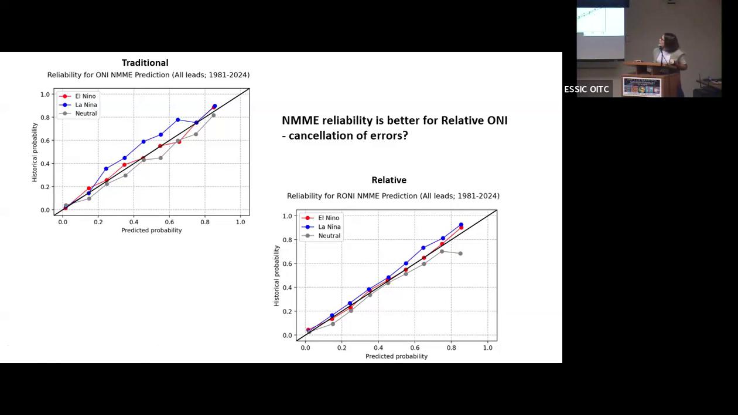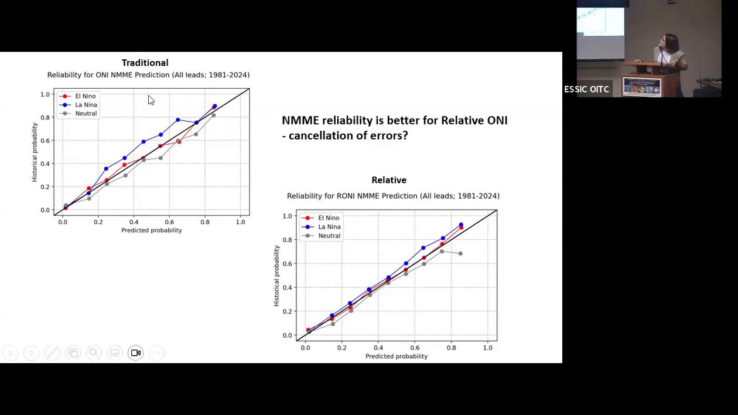What perfect reliability means is that your predicted probability, say 0.6, equals the actual historical probability. So in other words, when you tell your users there's a 60% chance of El Niño coming, every time you go back to your historical record, you look to see whether it actually happens 6 in 10 times. So that's what the reliability plot is giving you.